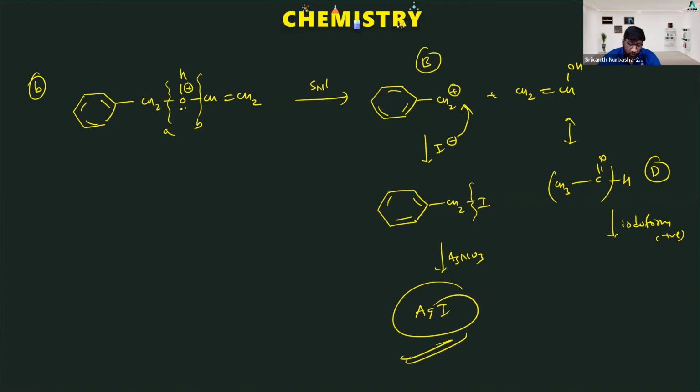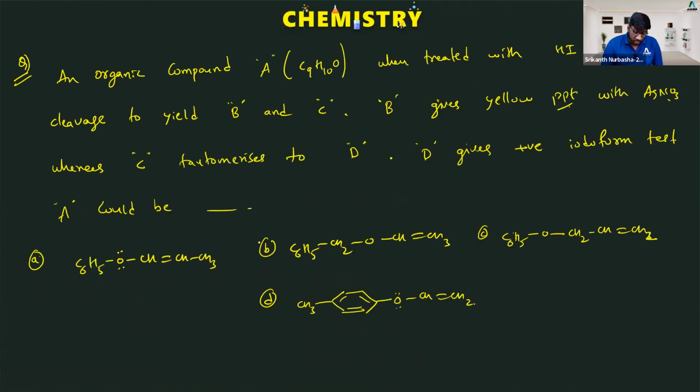When I proceed with option B, I am getting B and C. C will undergo tautomerization to form D. D gives a positive iodoform test because it has CH3C double bond O. B is undergoing I minus attack and we are getting C6H5CH2I, which can react with AgNO3 to form AgI. So all the conditions are satisfied, so the only possibility is option B. If you go with option C or option D, you will not satisfy at least one condition. So the right option is option B because it satisfies all the conditions.